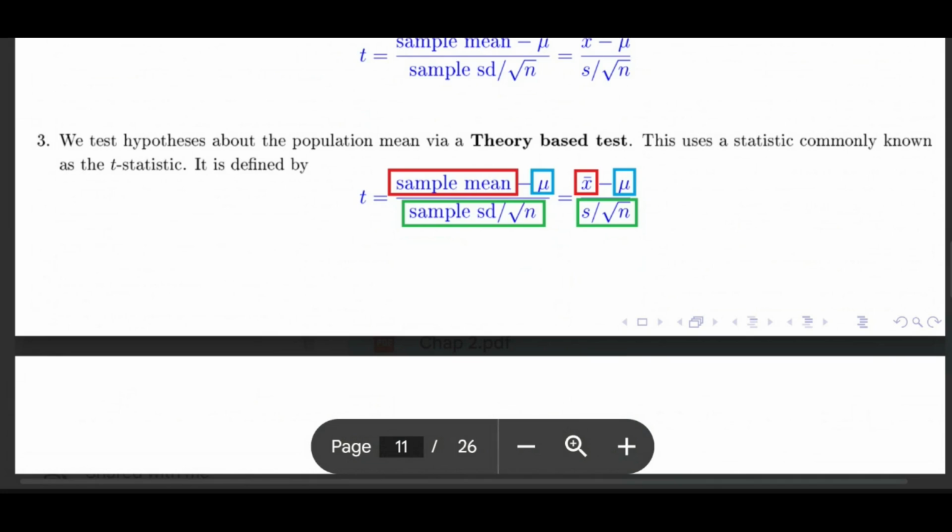You have your red, which is what you see. You have your blue, which is what you hypothesize, or status quo, and you divide by some kind of standard deviation thingy, which is green. Notice though, do you see a p hat anywhere in this formula? No, because I'm not talking about p hat anymore. I'm talking about x bar. X bar is also something you see. I can see a mean. So it's red not because it's p hat, it's red because it's observed.